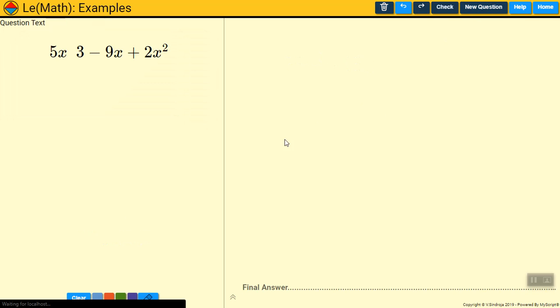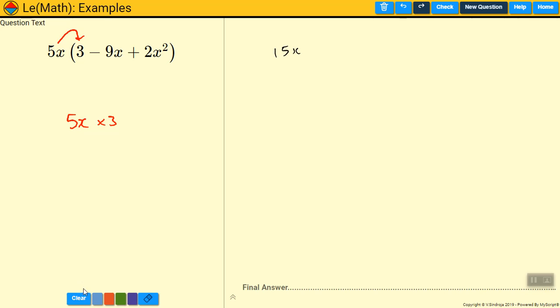Okay, let's look at another one. There's a bit more to it. There's 3 things inside, but the principle is the same. The thing on the outside is going to multiply each one of these. So what's 5x times 3? Well, 5x times 3 is 15x. So that's the first term, 15x. Then the 5x is going to multiply the minus 9x.